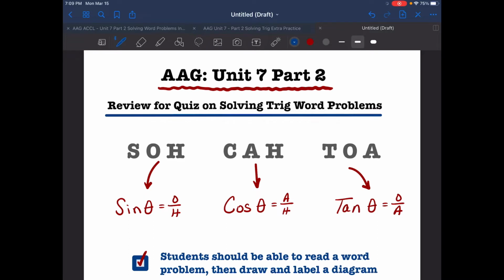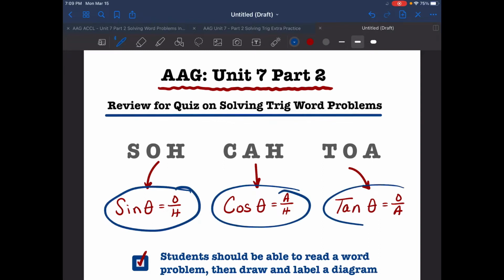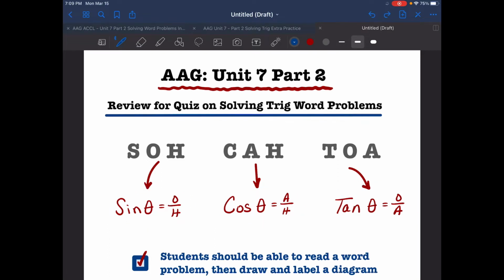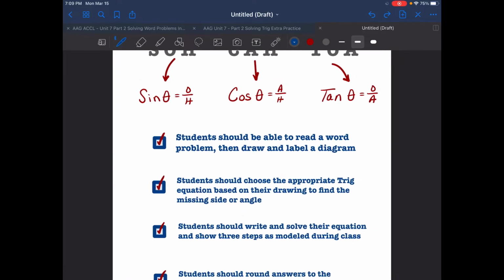Now for our quiz, and really for moving forward in the next couple years of math, you're going to need to know how to use these 3 equations. You're going to need to know when to pick each one. So the sine compares the opposite to the hypotenuse, cosine compares the adjacent to the hypotenuse, and tangent compares the opposite to adjacent. Now, for our quiz, there's really 4 components that we're looking for.